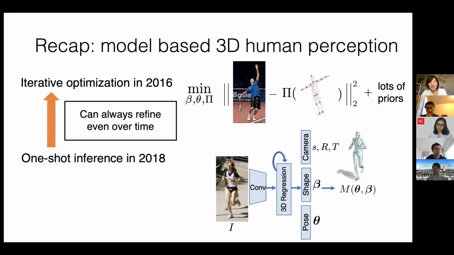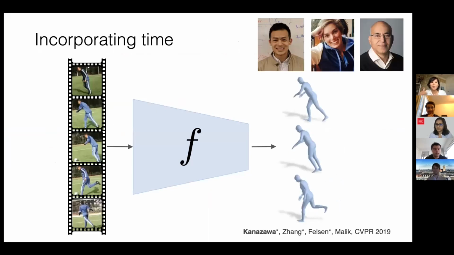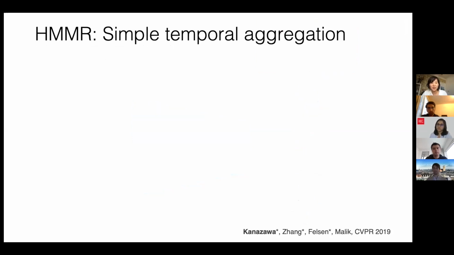We've tried this approach also, but if you just did post optimization to make it smooth, it's a little bit unsatisfying. There's a lot of temporal information in the data. So how can we actually have a network that incorporates the temporal information in the video frames? That was one of the approaches that we explored last CVPR. This is human mesh and motion recovery.